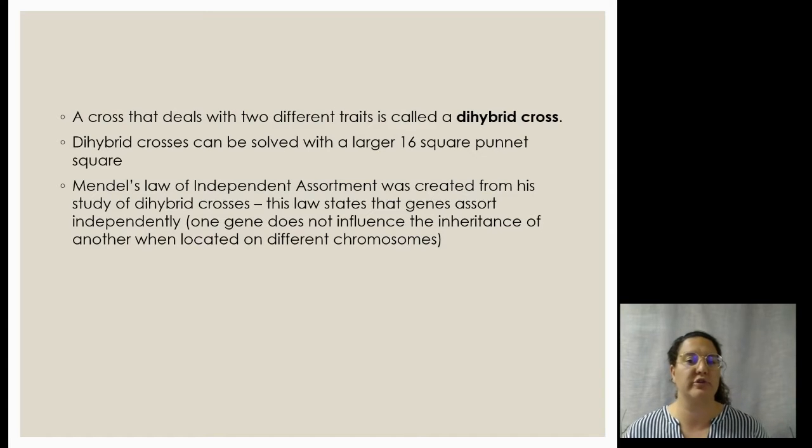They can be solved with a larger 16 square Punnett square. It can be smaller if you don't have that many alleles available to you. So if, say, you have a homozygous dominant individual for both traits, you only have to do two squares along that line because there's only two options for allele combinations. Now, Mendel's law of independent assortment was created from a study of dihybrid crosses, and it states that genes assort independently. So one dominant gene or one recessive gene does not affect the location of another one.